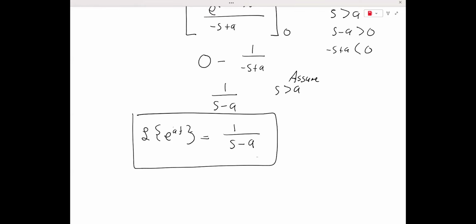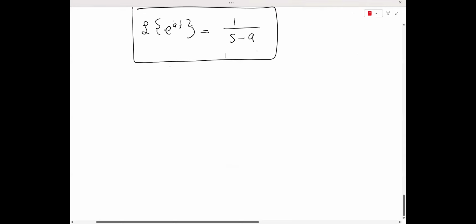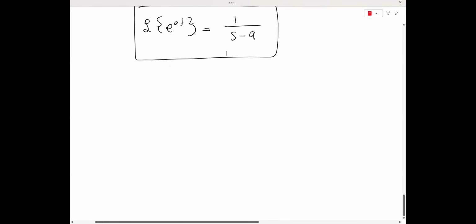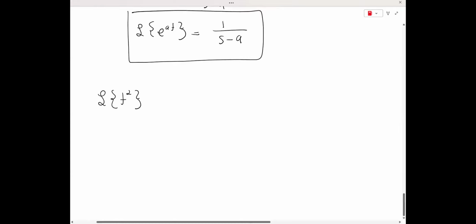Okay, so that's that one there. On to maybe another one here tonight. We'll try to get through one more at least. Let's try this now. Let's find the Laplace transform of t squared. Okay, so the Laplace transform of t squared here.